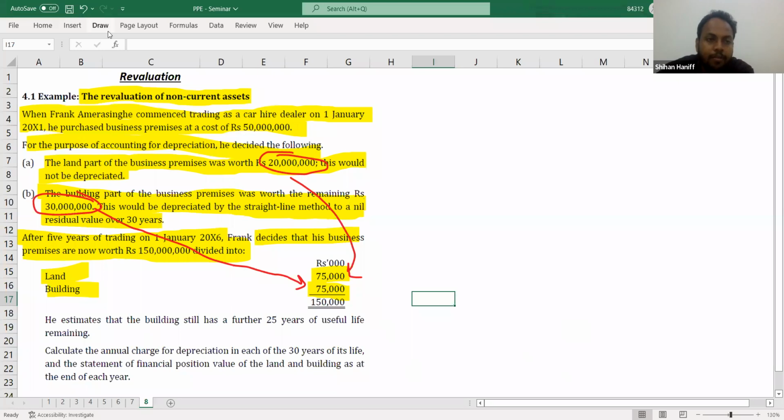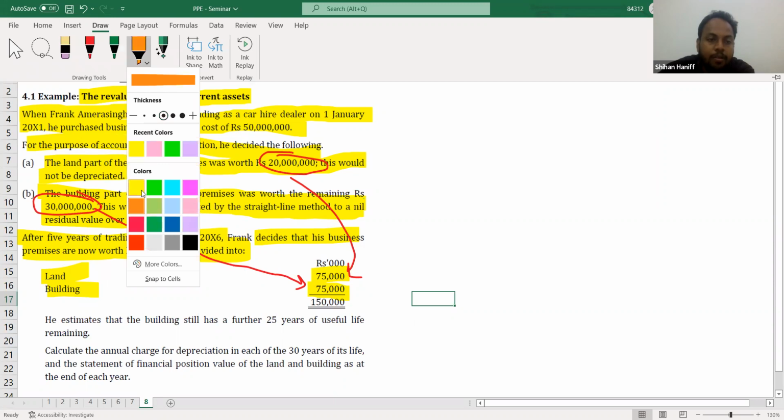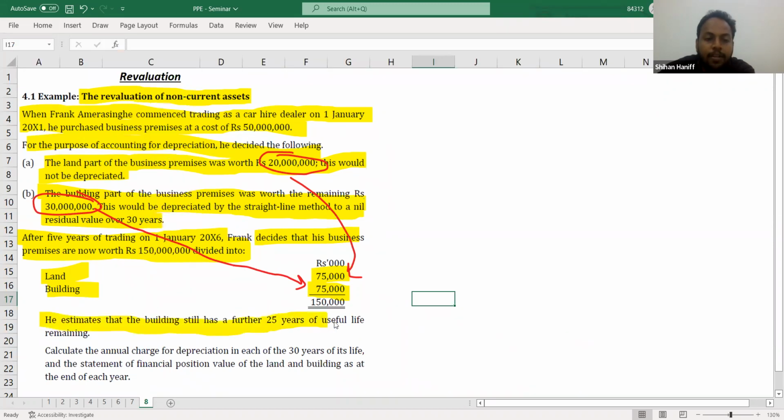He estimates that the building has a further 25 years of useful life remaining. The building has another 25 years. Calculate the annual charge for depreciation in each of the 30 years of its life and the statement of financial position value of the land and building as at the end of each year. So that's the question. Read it again, try to understand, and see how we can do this.